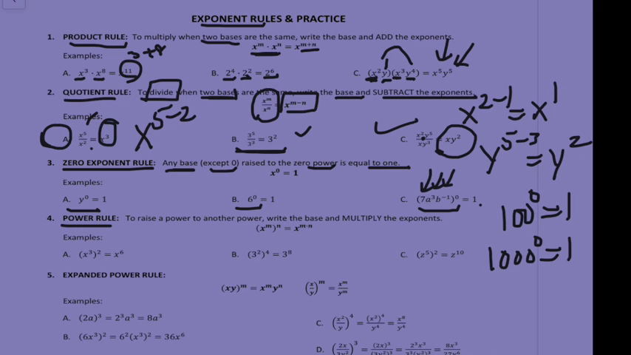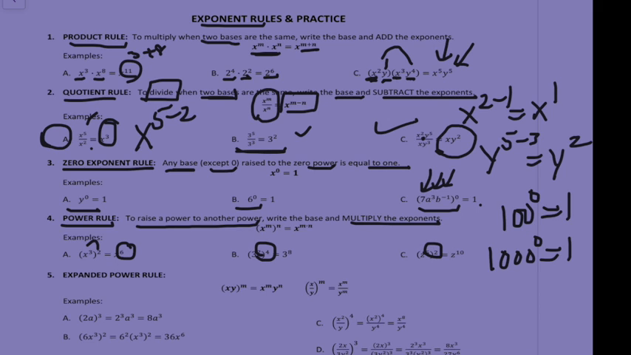The next rule is the power rule. The power rule is when you have a power inside and a power outside. To raise a power to another power, we multiply the powers. So 3 times 2 is 6. 4 times 2 is 8. 5 times 2 is 10.